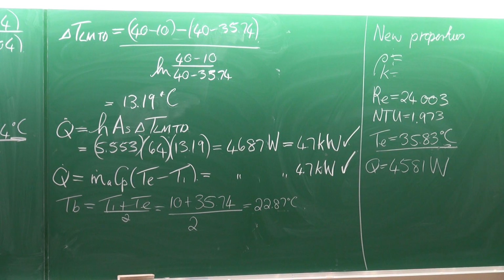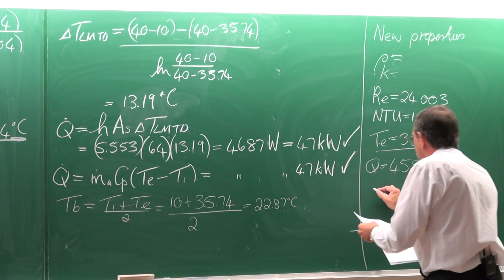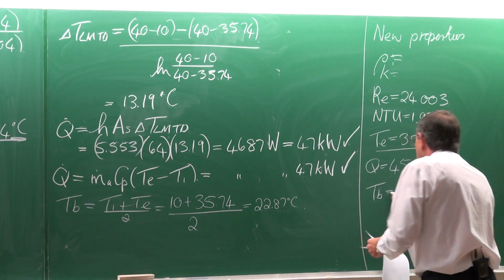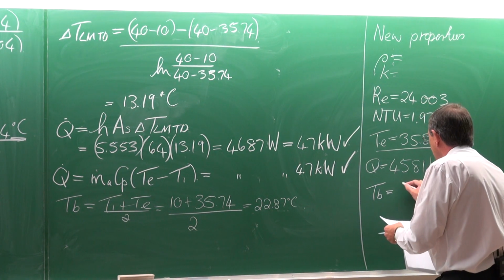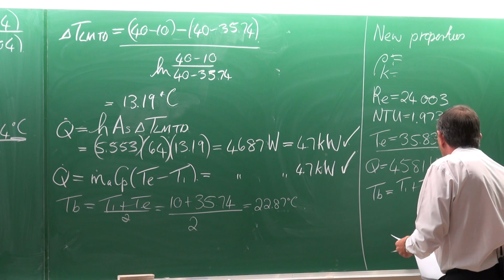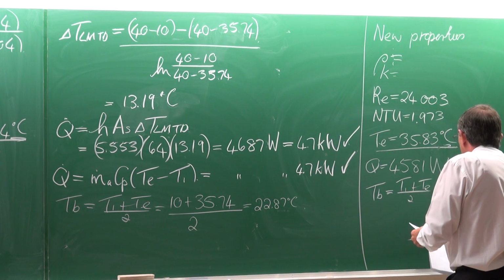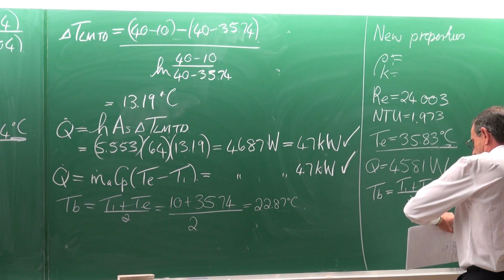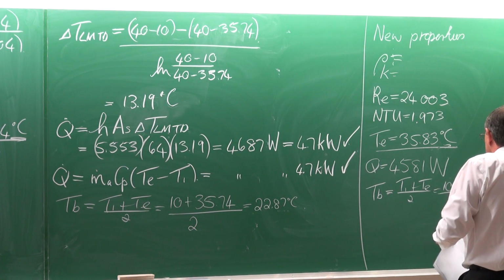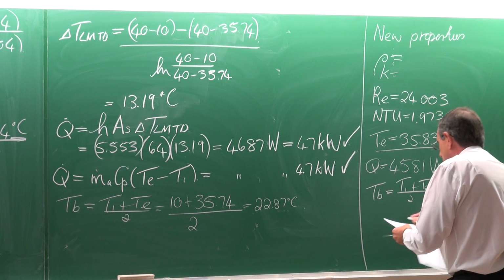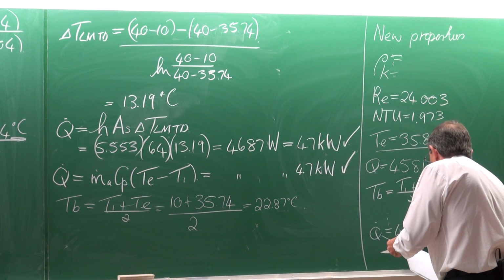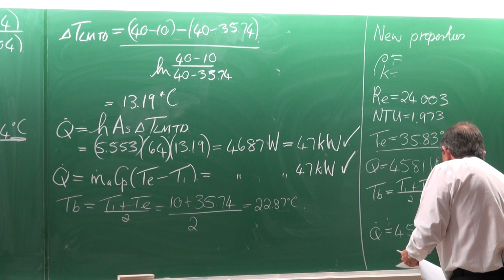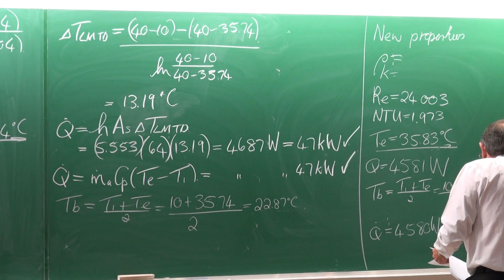And if you want to, you can now go and redo the calculation again. So you can say, let's recalculate it again for the bulk temperature of inlet plus outlet divided by 2, which is 10 plus 35.83 divided by 2. And if you go and redo all the calculations, then the heat transfer rate remains the same, 4,580 watts, or 4.6 kilowatts.